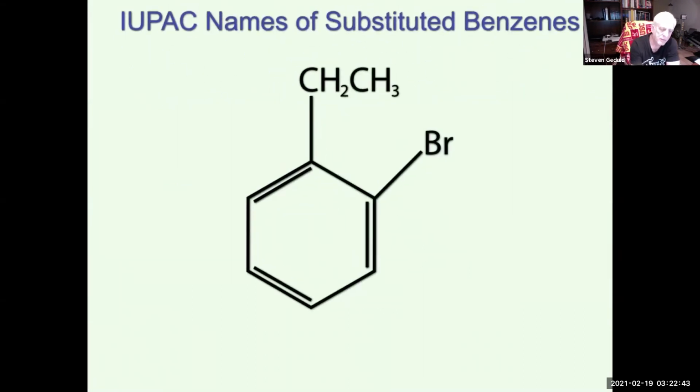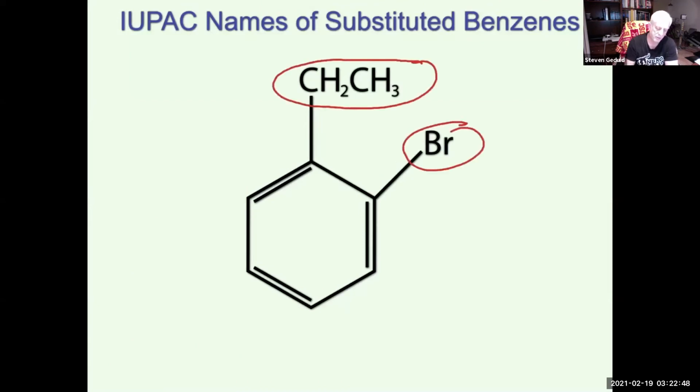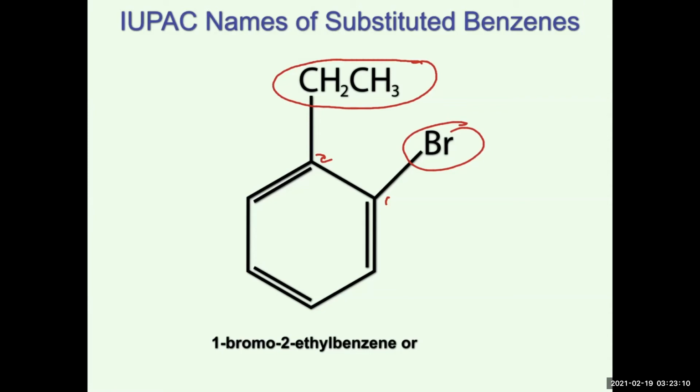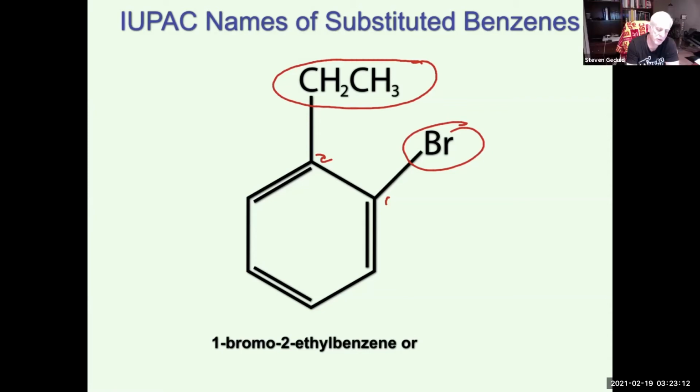Okay. So here we've got two groups attached, an ethyl group and a bromine group. So it's 1 bromo, 2 ethyl. Why is it not 1 ethyl, 2 bromo? Because we name it in alphabetical order. Perfect. And we follow the alphabet. So this is 1 bromo, 2 ethyl benzene.